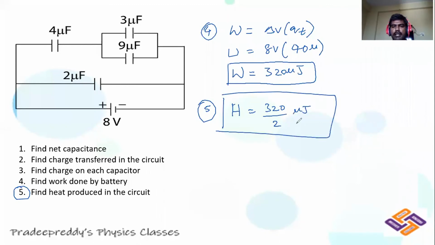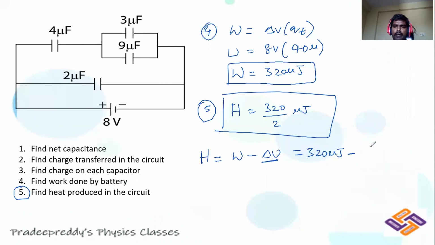This is one way you can find out heat by simple understanding, like heat produced will be definitely half of the work done in most of the cases. Or if you want to calculate that mathematically, you can use this: H is equal to work done minus change in the potential energy. Work done is 320 microjoule minus, initially these all capacitors are uncharged. Now you are connecting to battery of 8 volt, they become charged. What is the total charge accommodated on all these capacitors?